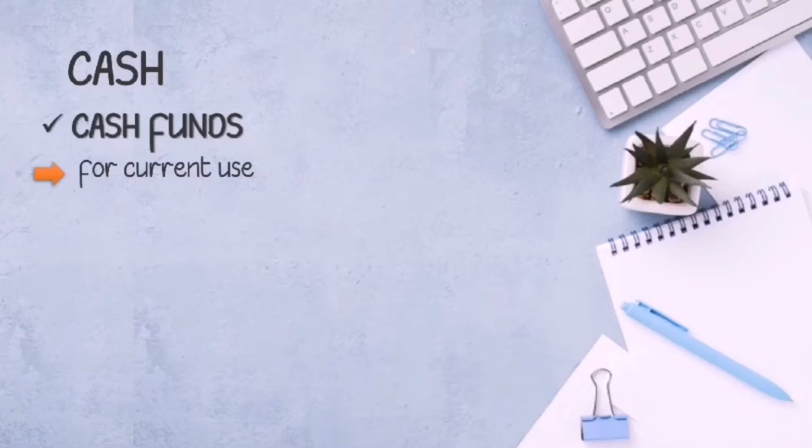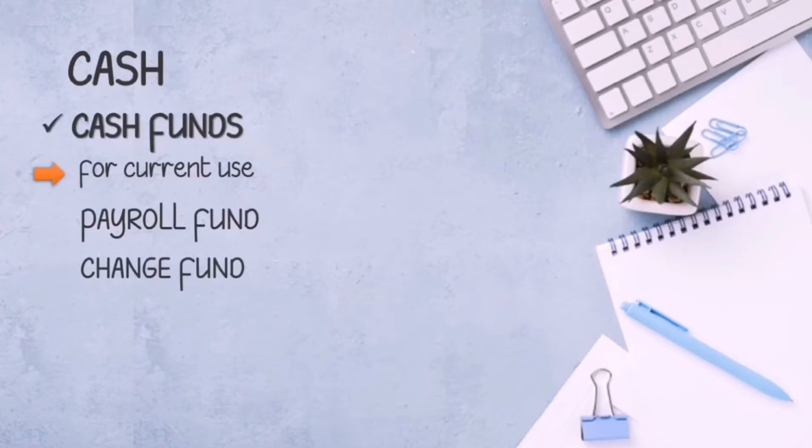So example ng cash funds are the following. So first is the payroll fund. So payroll fund is funds intended for payment of salaries ng mga employees. Next is change fund. So itong change fund na to, for example sa groceries and fast food, yung mga panukli sa customers, ito yun. So next is tax fund.